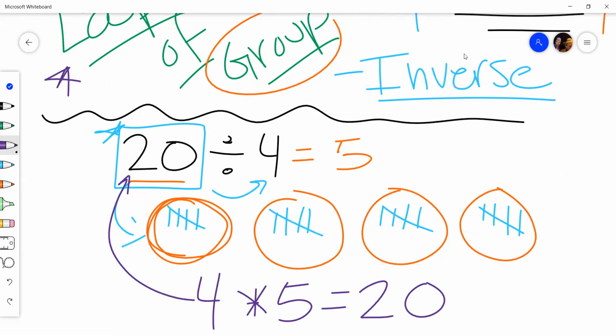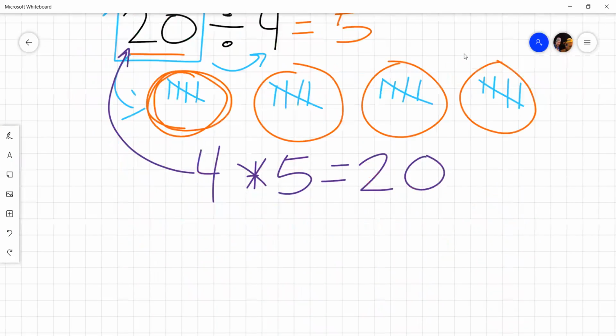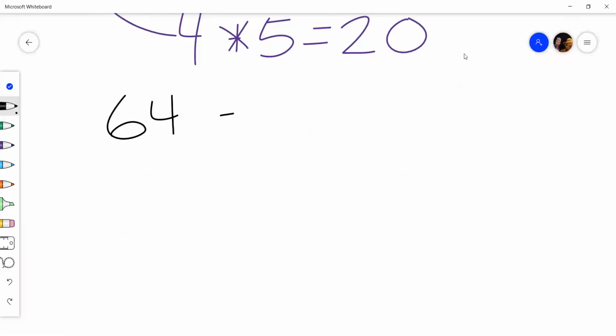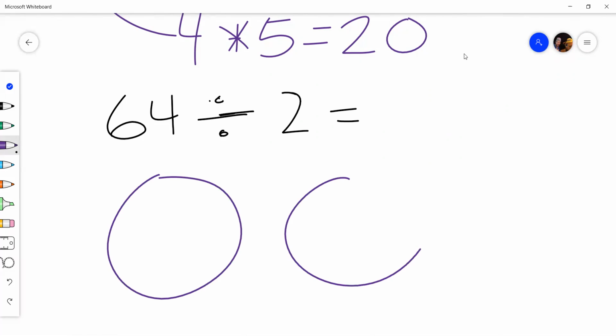Now, the reason I want to talk about skip counting today is that things will start to change. We've been pretty lucky with the numbers we have to distribute, right? And counting by ones has worked. But all of a sudden, let's say a problem like this comes along where I have 64 divided by 2. Okay, so same system, right? In theory, I'll make 2 groups.